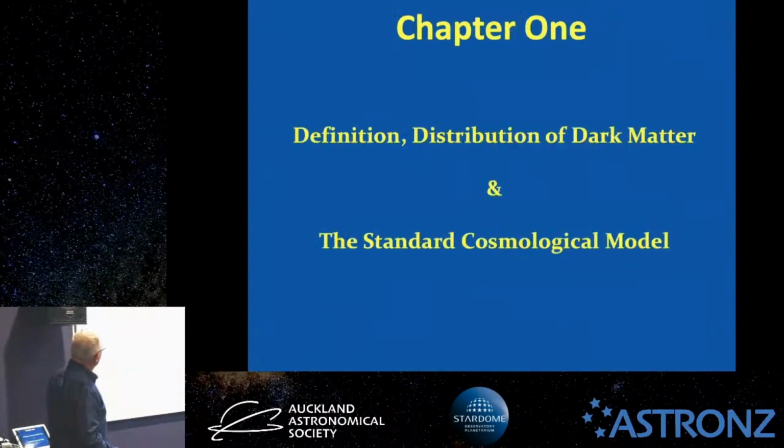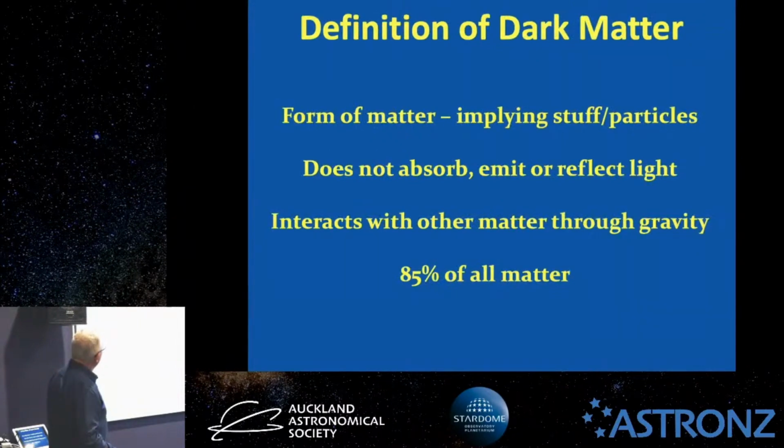So chapter 1, let's talk about the definition, distribution of dark matter and the standard cosmological model. So what is dark matter? Well, first of all, it's a form of matter, implying stuff, particles. It's not some sort of process going on or some sort of law of physics. It's postulated to be a particle or a matter, some stuff.